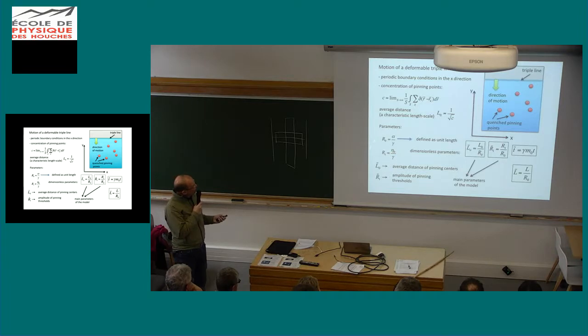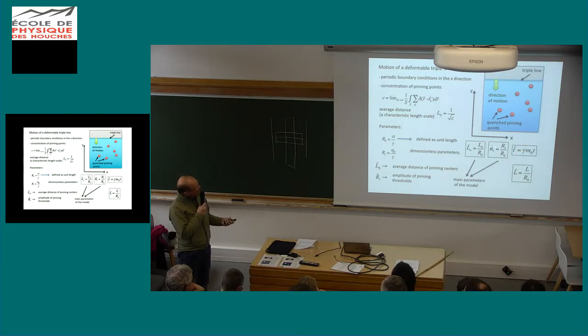So this will be the length scale to which everything will be reported in our system. Then the strength of the pinning centers: it is the maximum strength of the pinning centers that we allowed, divided by this gamma surface tension, a length unit parameter. And then we use dimensionless lengths. All lengths are divided by this R0, which is the unit length in the system, and dimensionless time due to the mobility and the surface tension.